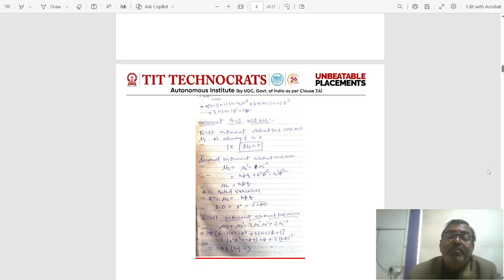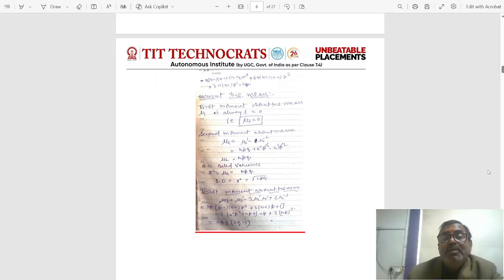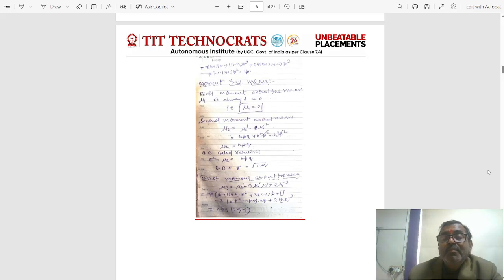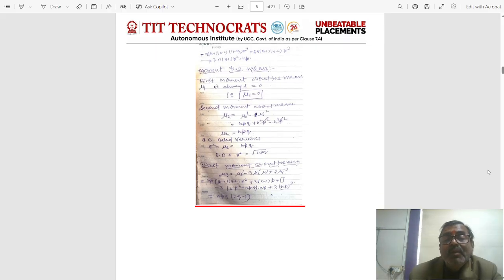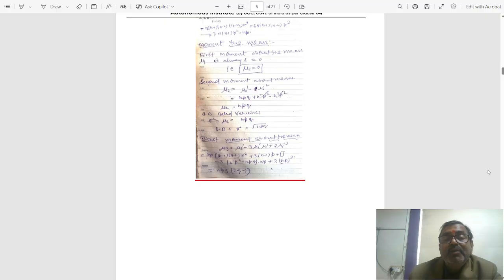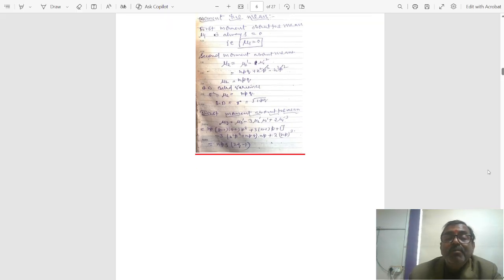Now when we define the moments about the mean, the first moment about the mean is always 0, so we can write mu 1 equal to 0. Second moment about the mean, we can write mu 2 equal to mu 2 dash minus mu 1 dash square. Now from above we put the values of mu 2 dash and mu 1 dash, that is npq plus n square p square minus n square p square, so we get mu 2 equal to npq. That is called the variance sigma square, mu 2 equal to npq. The standard deviation sigma equal to under root npq.